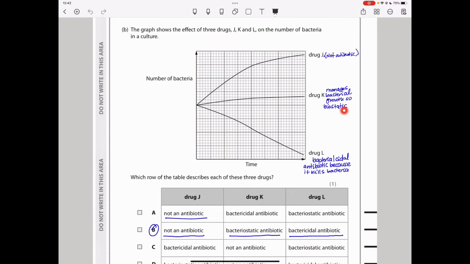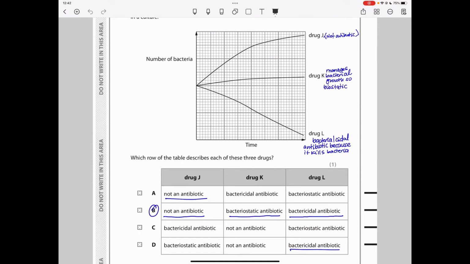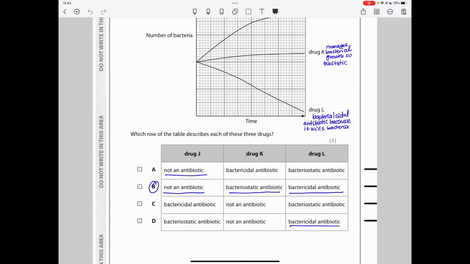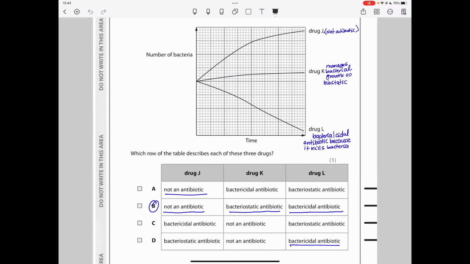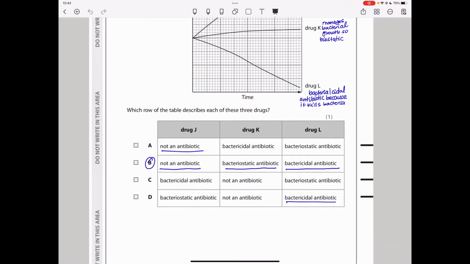And I call this a bacteriostatic because it manages the growth of the bacteria. This one here kills or destroys the bacteria completely, or decreases them over time. So here they ask, which row of the table describes each of the 3 drugs? As you can see, drug J is not an antibiotic. Drug K is going to be an antibiotic, but it's a bacteriostatic. And then drug L is going to be a bactericidal antibiotic.